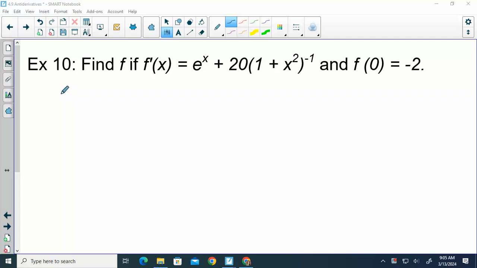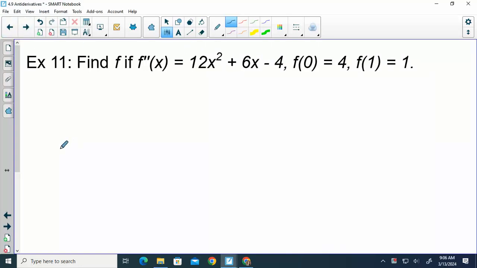So my derivative, actually I'm going to skip this one if you don't mind, because this uses an inverse trig function and I didn't make you memorize those. So I'm going to skip that one. Sorry. Let's go to this one instead.